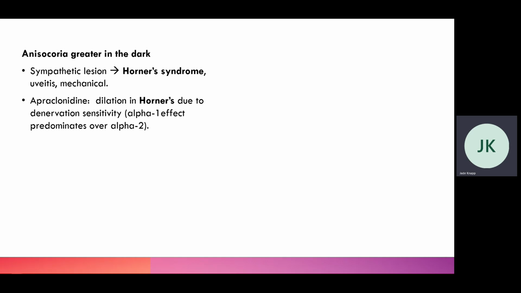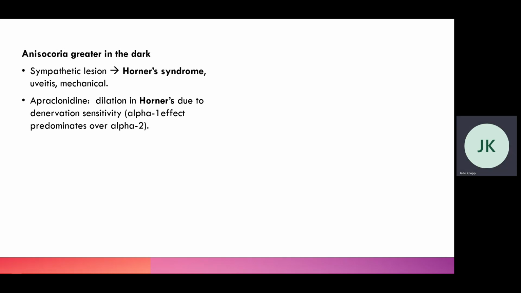But in Horner syndrome, you get this paradoxical effect where apraclonidine leads to pupil dilation because of something called denervation sensitivity. Denervation sensitivity means there's a problem with the synapse, okay? Synapse is broken, it's not working, right? Therefore, there's an upregulation of what are called alpha-1 receptors, which normally aren't activated by apraclonidine. This is a fair bit of detail now. You don't necessarily need to know this, but I think it's interesting, so I'm just going to tell you.